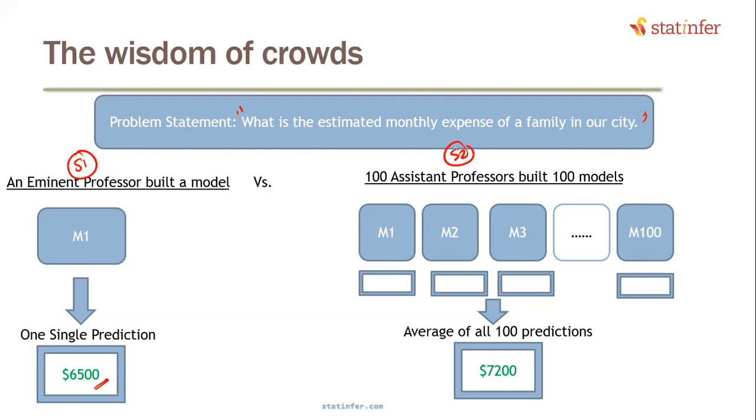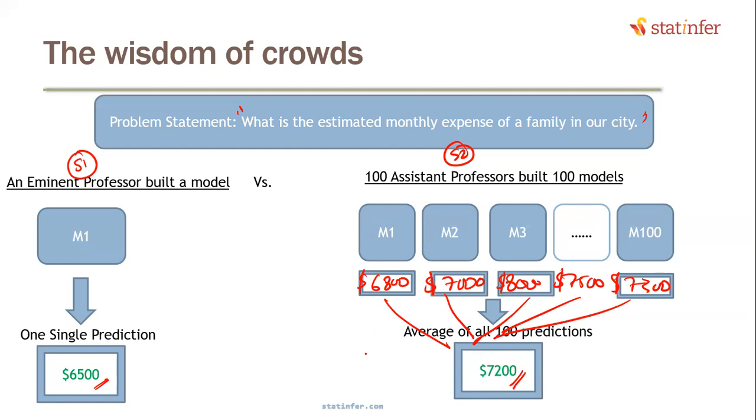In scenario two, we gave the same problem statement to 100 assistant professors. These 100 assistant professors built 100 different models. Each one gave their own prediction. Somebody said $6,800, somebody gave $7,000, somebody gave $8,000, $7,500, $7,300. Like that, 100 models gave 100 predictions. The average of all these 100 predictions is $7,200.